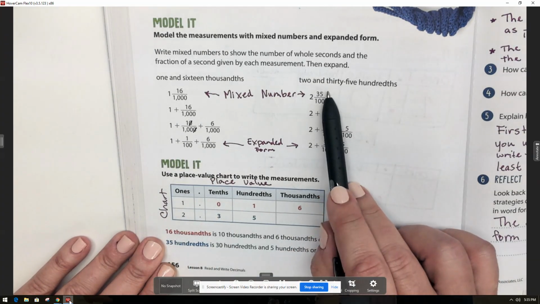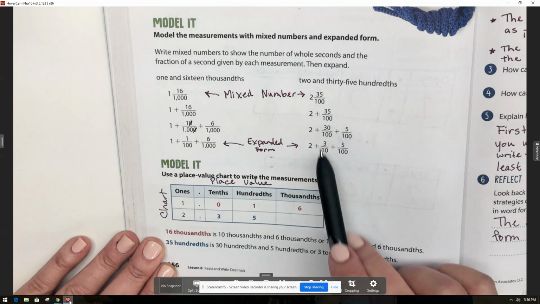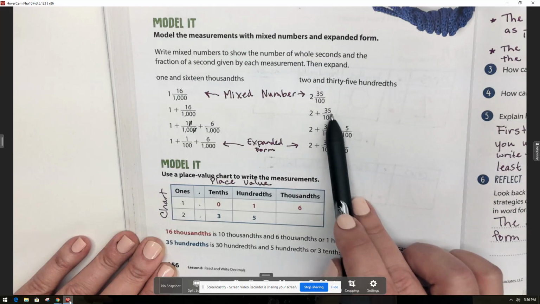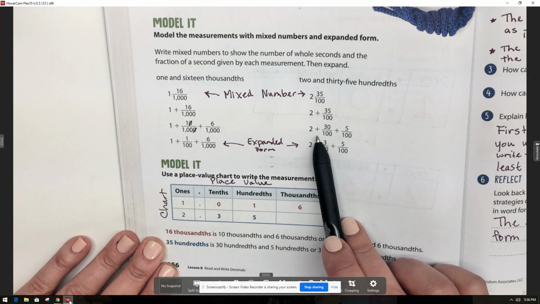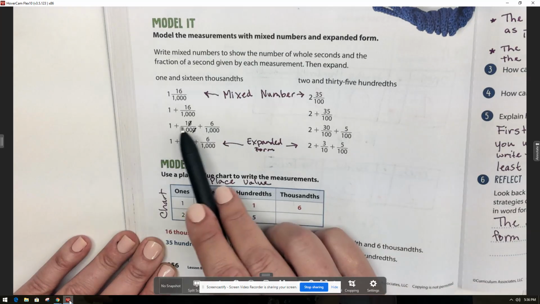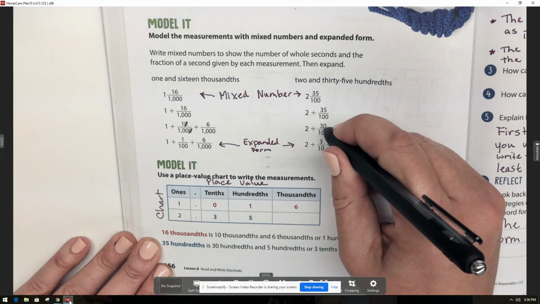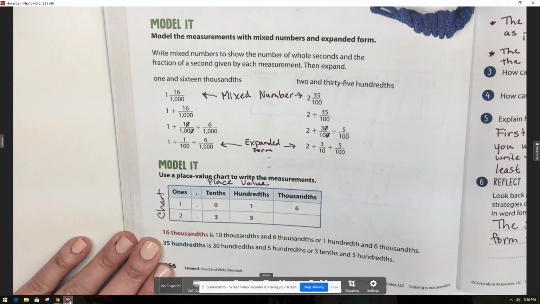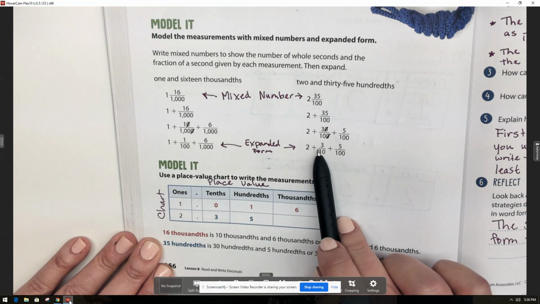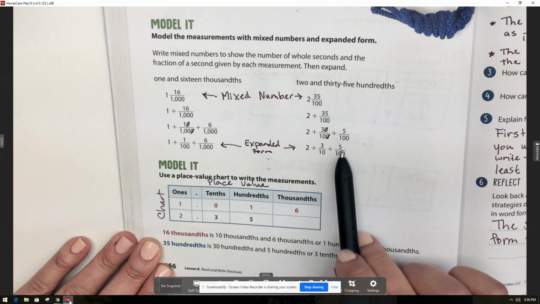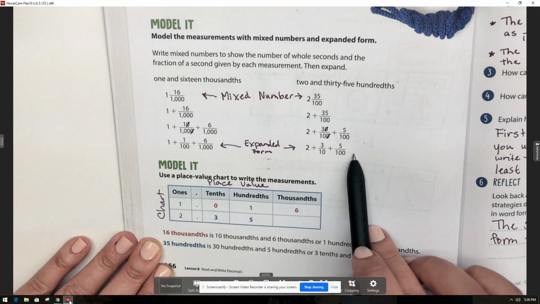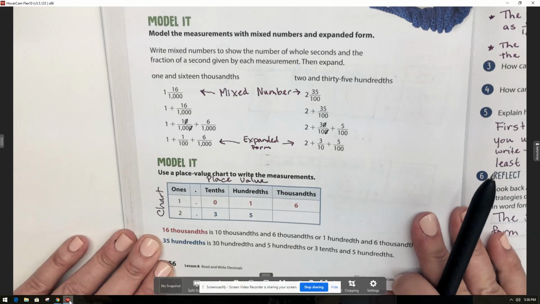Now, if we were looking at 2 and 35 hundredths, that could be written as 2 plus 35 hundredths, a whole plus a part. We could also write it as 2 plus 30 hundredths plus 5 hundredths. Or, like we did over here, remember that we can take away the 0 as long as it's at the end of each number. And then we can change this to 2 plus 3 tenths plus 5 hundredths, and that is expanded form for 2 and 35 hundredths.